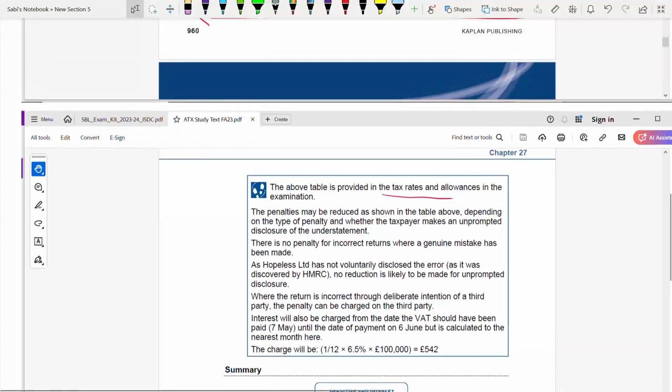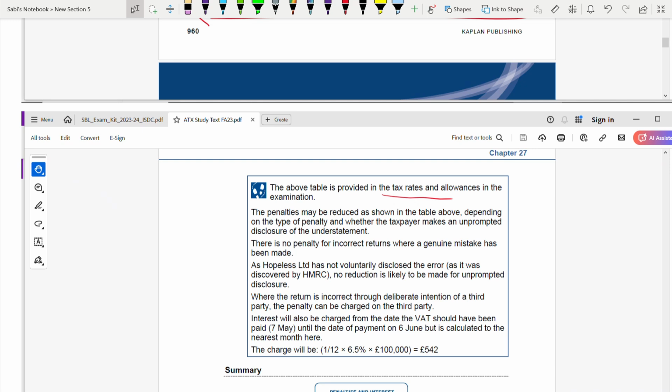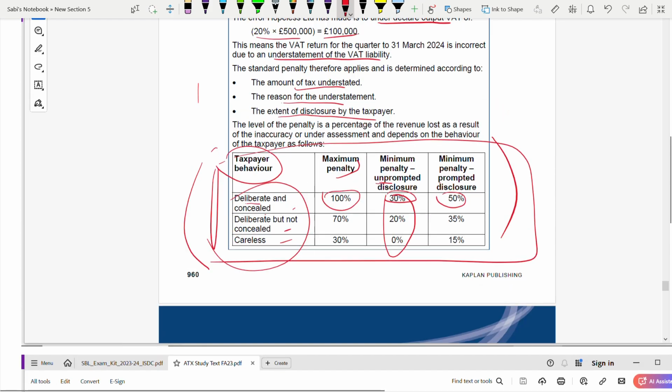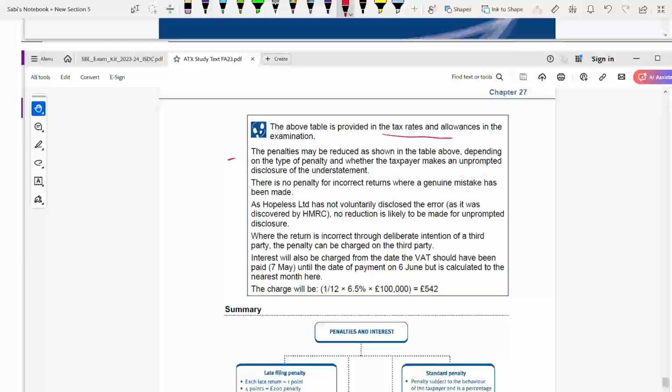So here, it depends on the behavior. If they are deliberate and they have concealed, the maximum penalty is 100%. But if they are making a disclosure, whether it is unprompted or prompted, it depends on that. If they are making an unprompted disclosure, it is the lowest rate. So this depends again on the behavior. The case study did not give you the behavior. So it depends on the behavior. And if you are making a genuine mistake, no penalty.